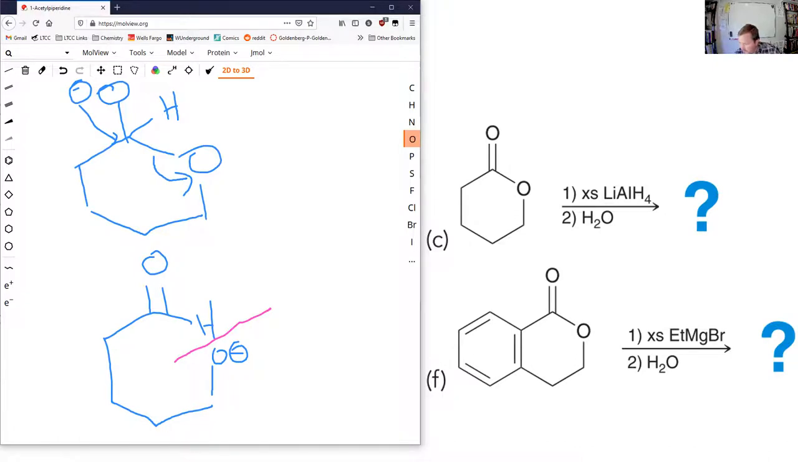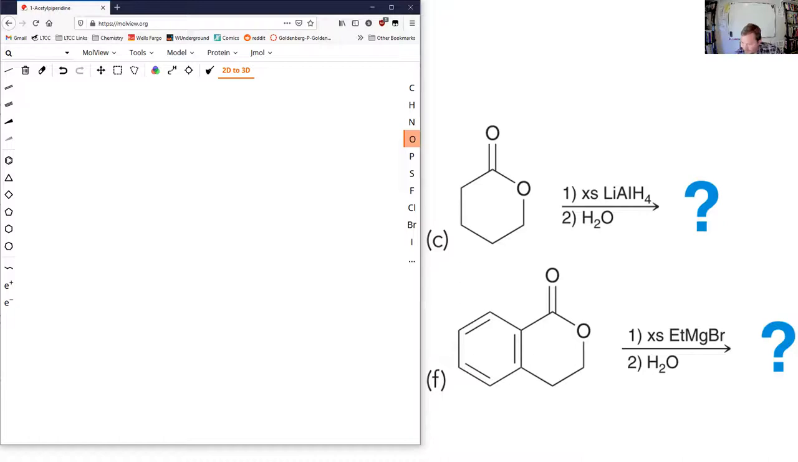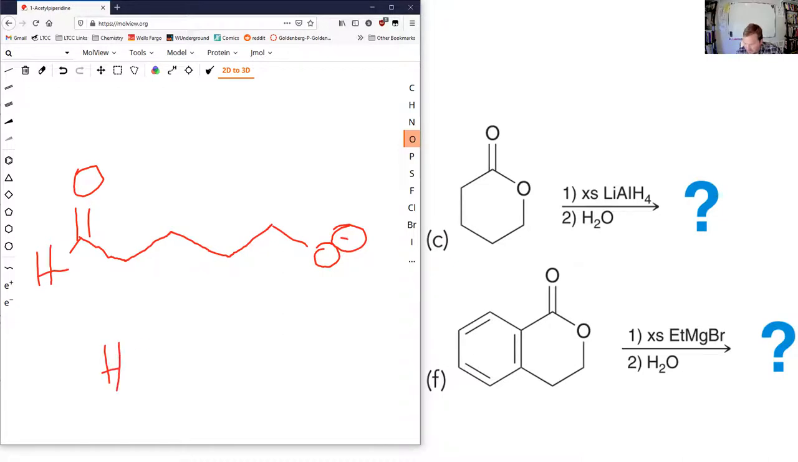So our intermediate, if we rearrange it a little bit, is going to look like our aldehyde, carbon 1, 2, 3, 4, 5. And then our excess hydride, the next thing that happens is hydride attacks here again. And then step 2 is just going to protonate both of those alkoxide ions. So we're going to wind up with 1,5-pentanediol as our final product here.